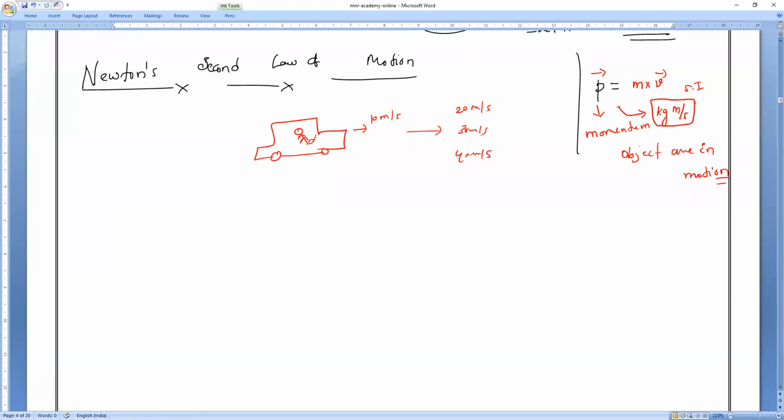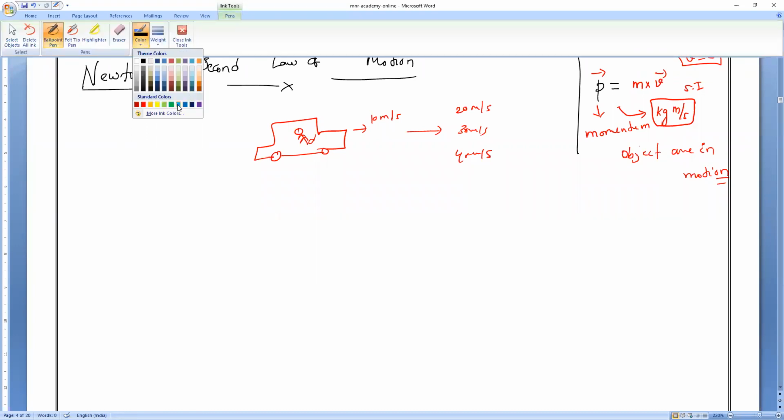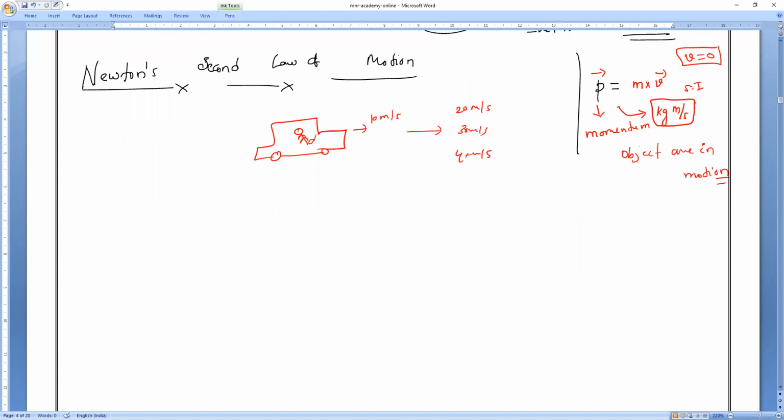Because we all know that if the object is at rest, the velocity becomes zero. If velocity is zero, what is the momentum possessed by the body? Everybody, momentum possessed by the body is what? Zero. Momentum is only shown by objects which are in motion. That is the first thing.